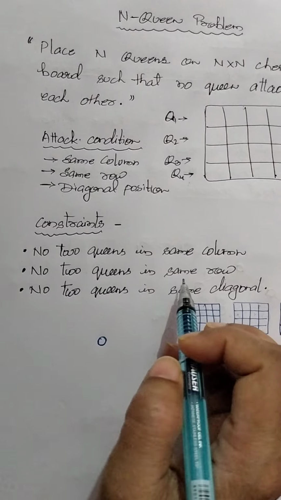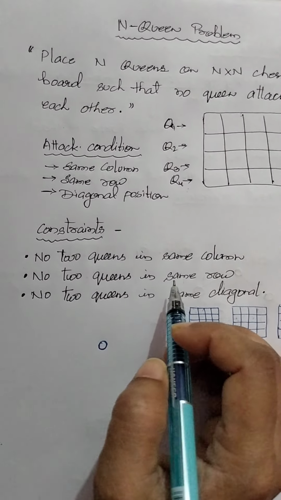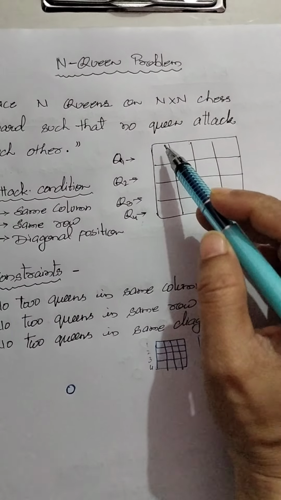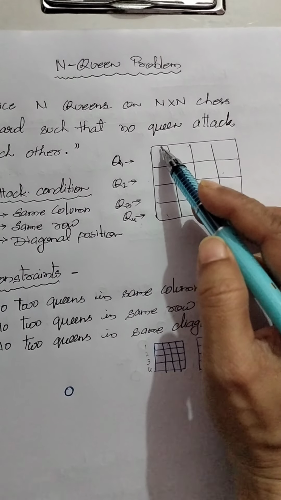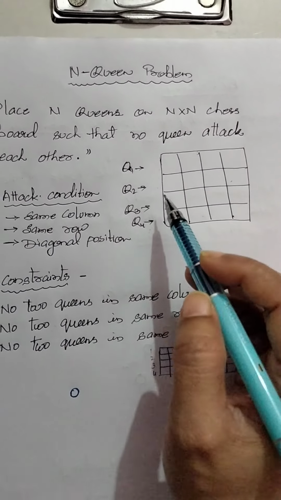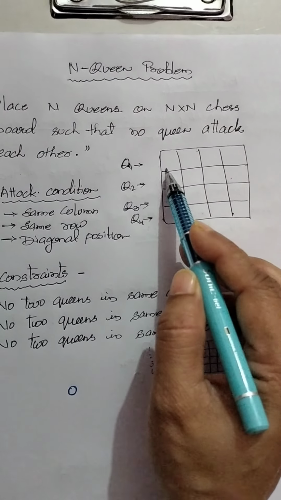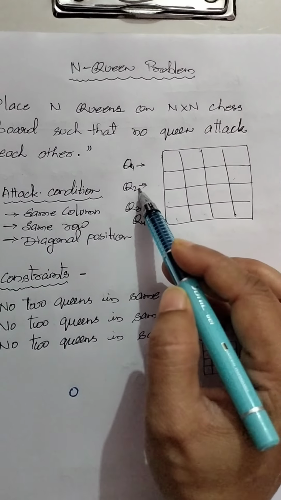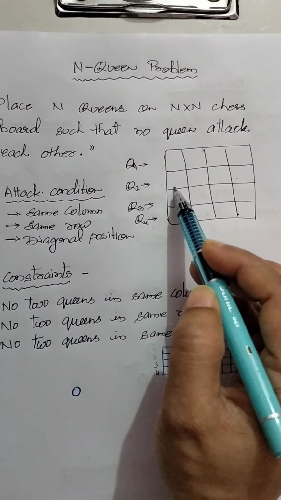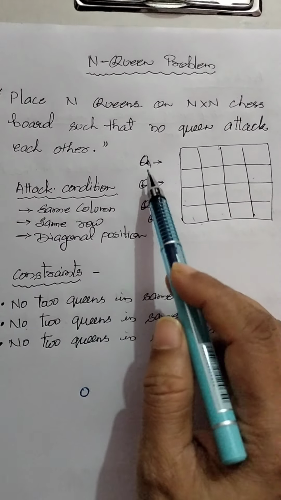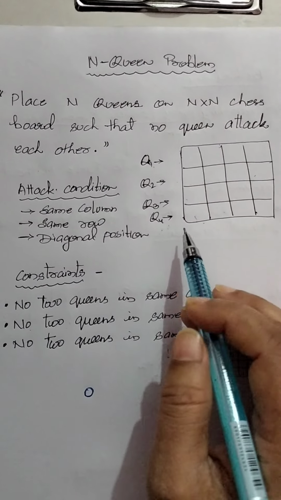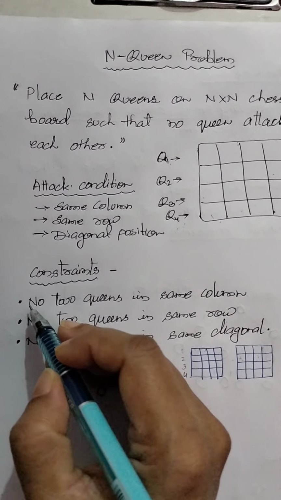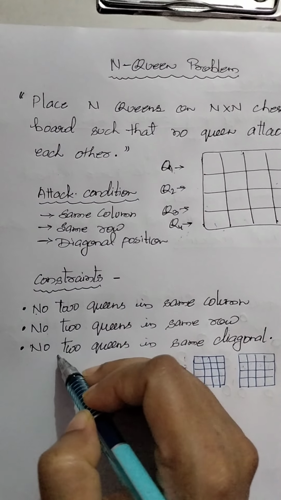The second constraint, that no 2 queens are in the same row, can be imposed by an implicit constraint. In this chessboard we have 4 rows, 1 2 3 and 4, and 4 columns, 1 2 3 and 4. Each queen will be placed in its own row: queen 1 in row 1, queen 2 in row 2, queen 3 in row 3, and queen 4 in row 4. So this constraint is satisfied when we place one queen in each row.